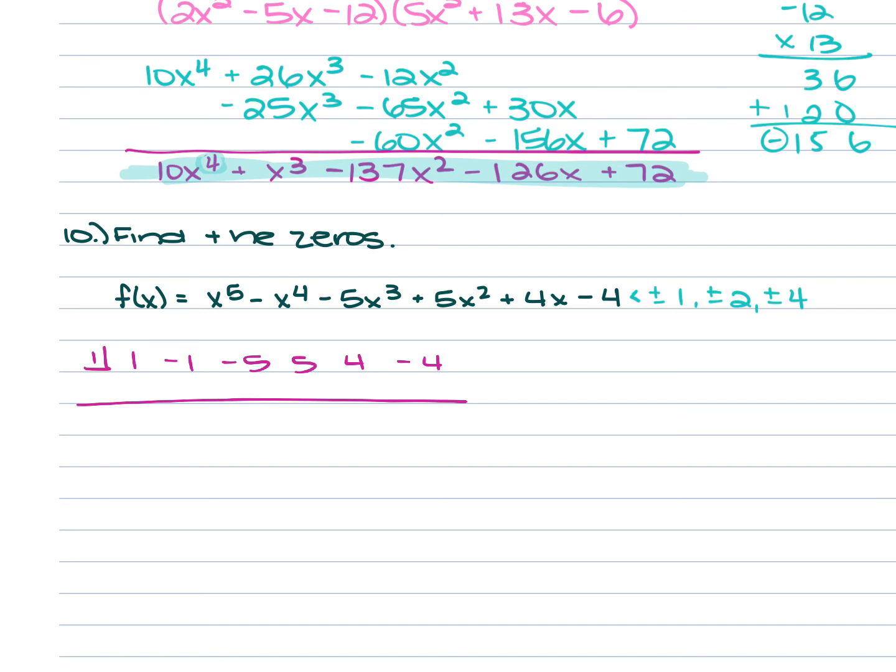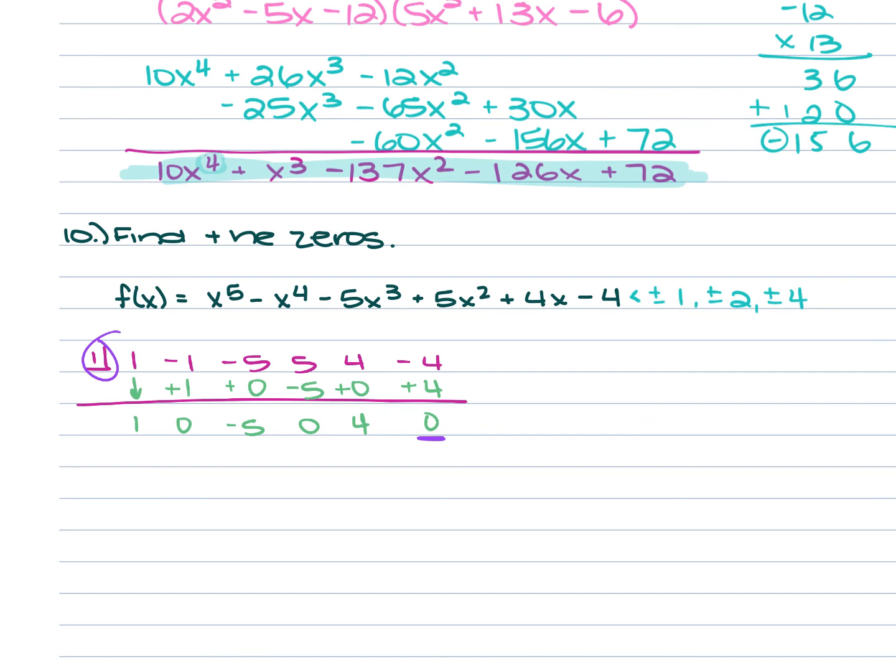The first term drops down. We multiply 1 times the number in the box, which is 1. Add it with the -1, that gives us 0. 0 times 1 is 0, plus -5 is -5, times 1 is -5. -5 plus 5 is 0, times 1 is 0, plus 4 is 4. 4 times 1 is 4, plus -4 is 0. That gives us the 0 in our remainder that we're looking for, so that 1 is a solution.